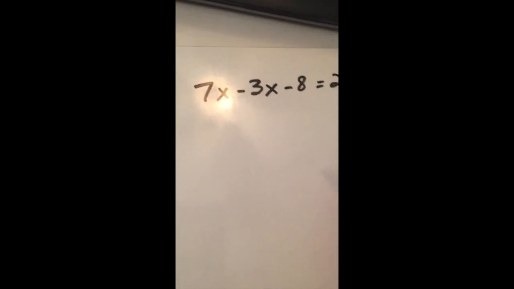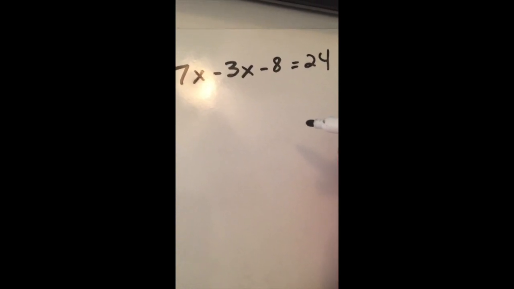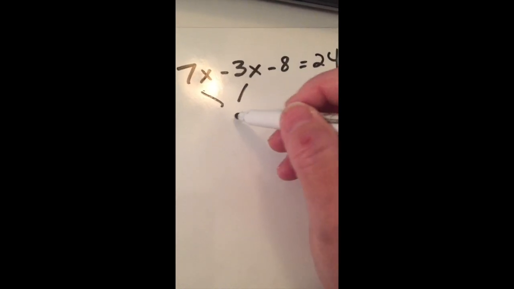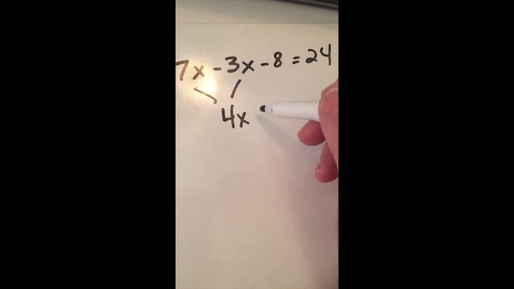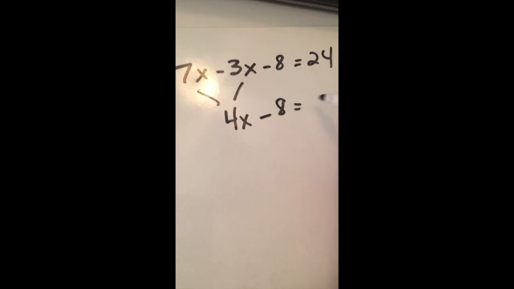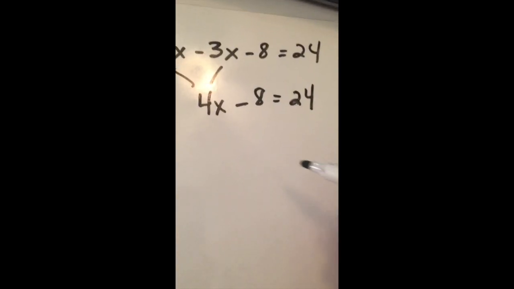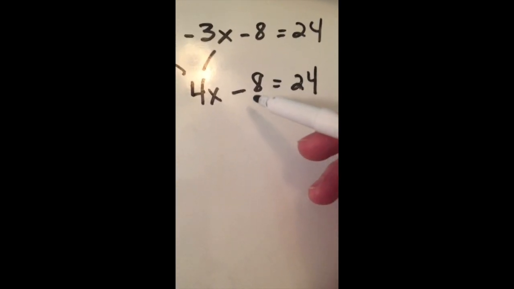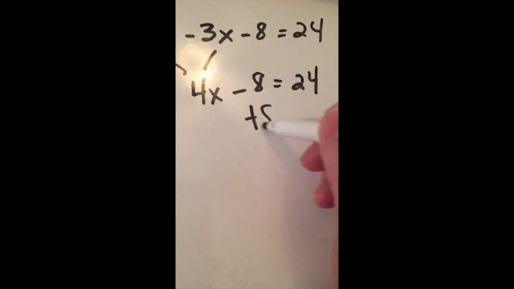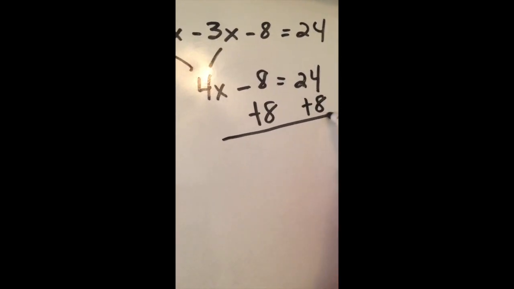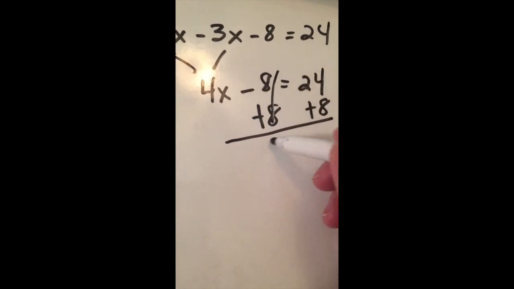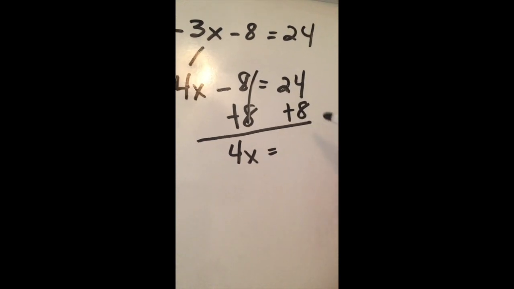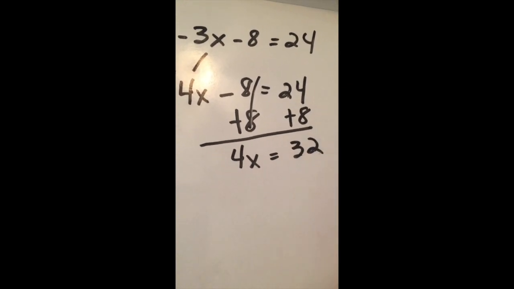Okay, so 7x minus 3x, we don't have anything to distribute, but we need to combine our like terms. So 7x minus 3x gives us 4x. And then we're going to bring down the rest of the equation. So now we have a two-step. 4x minus 8 equals 24. We want to do the opposite, so we're going to add 8 to both sides. Okay, that cancels. We're going to bring down our 4x, bring down our equal sign. 24 plus 8 is 32.